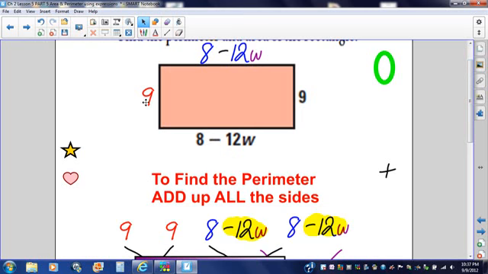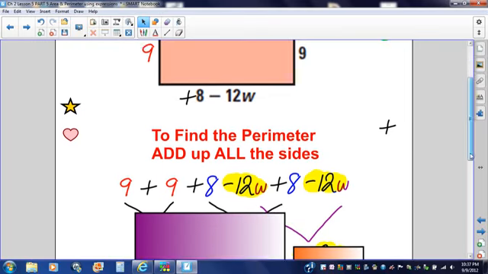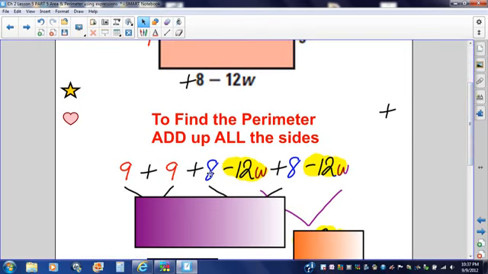So I have a 9, and that is a positive 9, so we'll put a plus sign here. I have the expression 8 minus 12w. There's my 8 minus 12w. I have the expression 8 minus 12w on top, so I wrote it a second time. This is a positive 8, and this is a positive 8. So down below, I'm going to put a plus here and a plus here. So if you would, please take a moment, make sure you have 9 plus 9 plus 8 minus 12w plus 8 minus 12w. Next thing I'm going to do, hearts and stars.